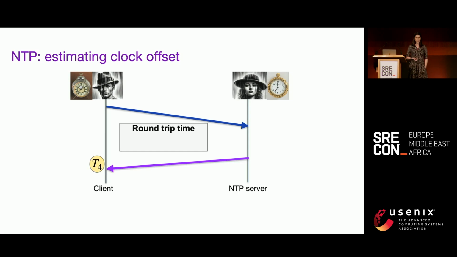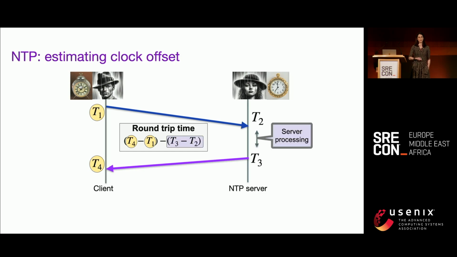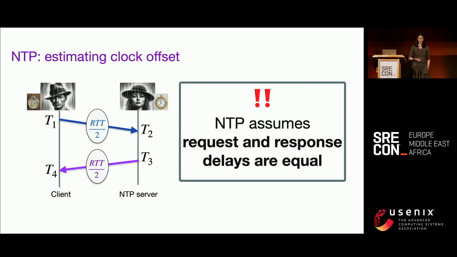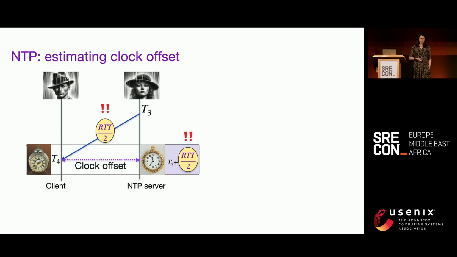timestamps. It's nothing but that receive time for the response, T4, minus T1, which is the request send time on Clyde's side, the client side, minus the server processing time that didn't go over the wire, so we just subtract that from the total. So NTP has to make this assumption that request and response delays are equal and that response delay is round-trip time over 2, just so it can make this offset estimation.